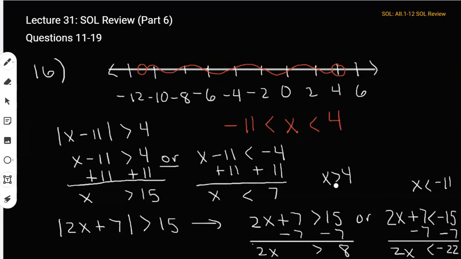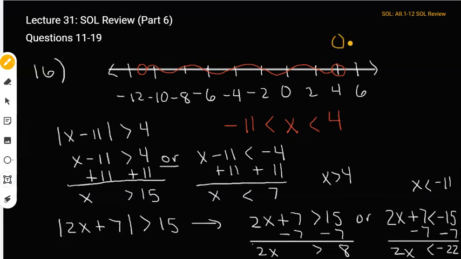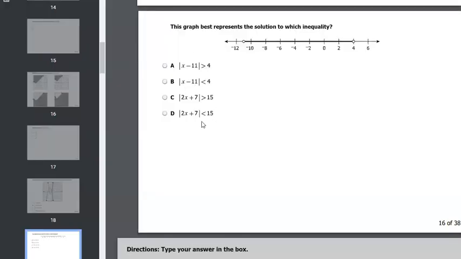See how x is greater than 4? That would mean you would be going to the right, like that. And since x is less than negative 11, you would be doing this. That's not good. So the only one that could possibly be right is D.